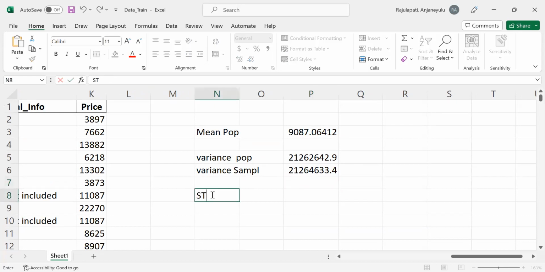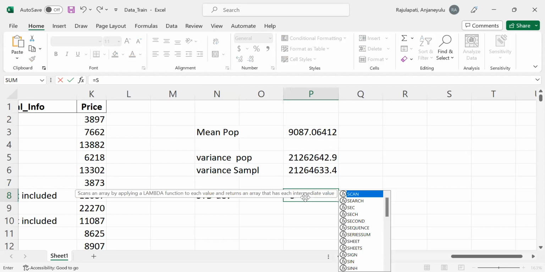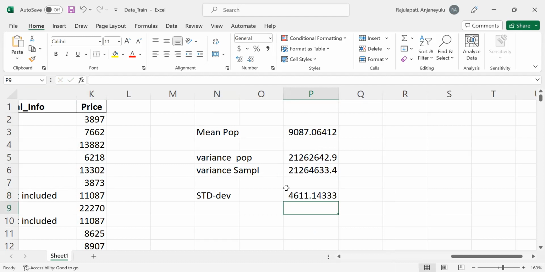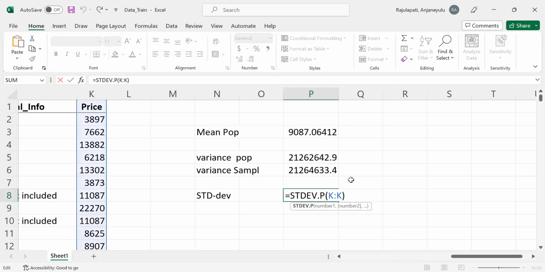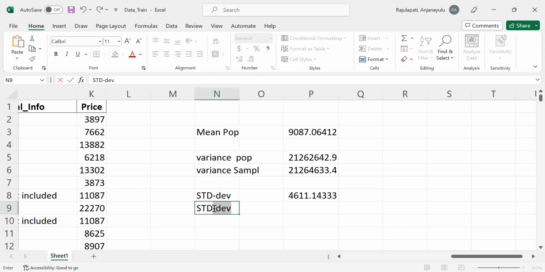The same thing we can do for standard deviation. Here the variance values are very high, because even a small variation increases a lot because of the square term. That's the reason we use standard deviation. STDEV.P for the population: simply give this data. See, it reduced from 4611, a very high value, to a very minimal value, but within the same range. That is the importance of standard deviation.